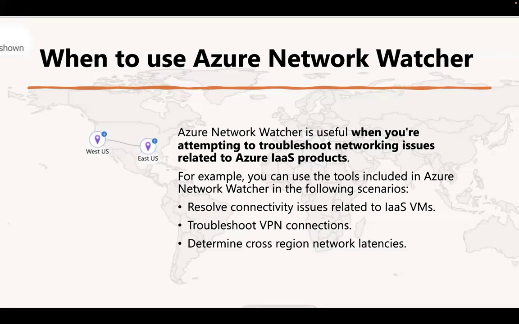And when to use this Network Watcher? Azure Network Watcher is useful when you are attempting to troubleshoot networking issues related to Azure IaaS products. For example, you can use the tools included in Azure Network Watcher in the following scenarios. One, resolve connectivity issues related to IaaS VMs. When you are trying to troubleshoot connectivity issues between the VMs, you can use it. Second, VPN connection issues. And if there is network latency between two different regions, cross regions like West US and East US, in that scenario also, you can use Network Watcher.